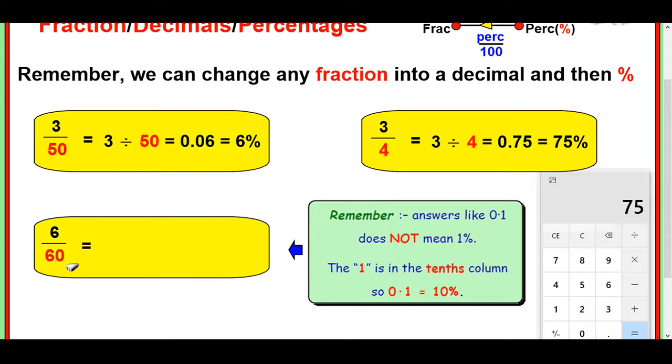Okay, last one here, we've got 6 divided by 60. So let's do it in the calculator. 6 divided by 60 gives you 0.1. Now it's important to understand when you times that by 100, it's not 1%. So if you times it by 100 in your calculator, it gives you 10%. Okay, so 0.1 is in fact 10%. If you were going for 1%, you would do 1 divided by 100, and that's going to look like 0.01.